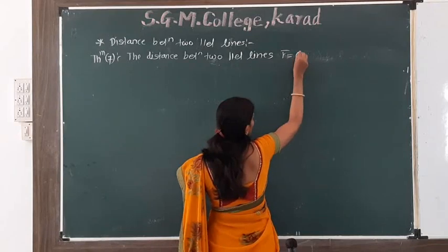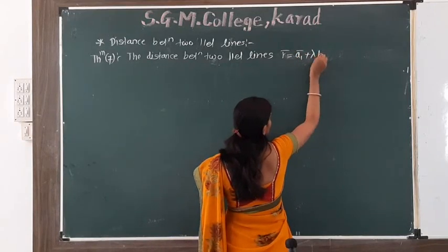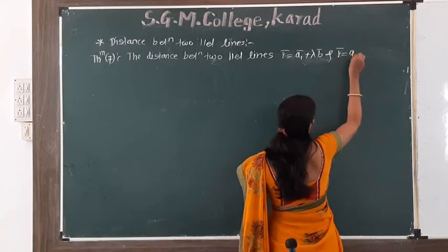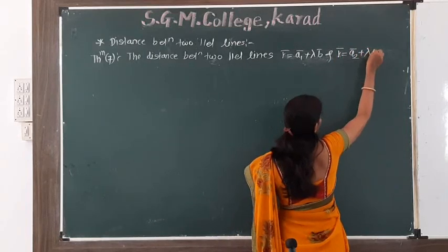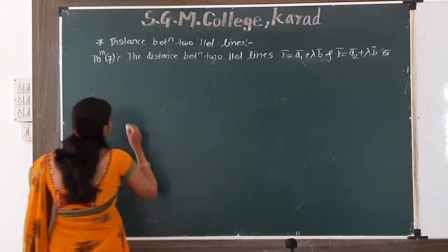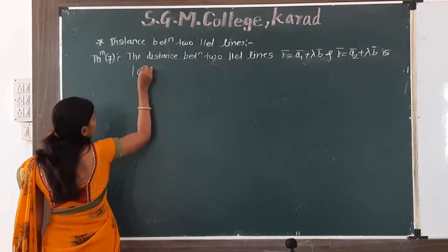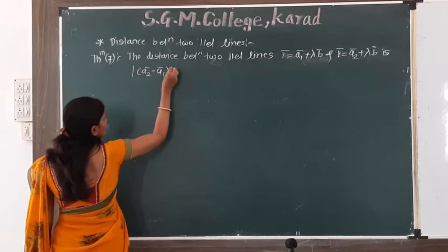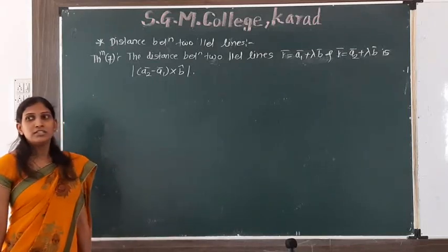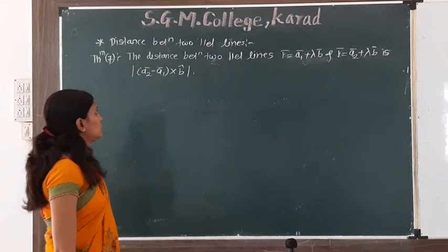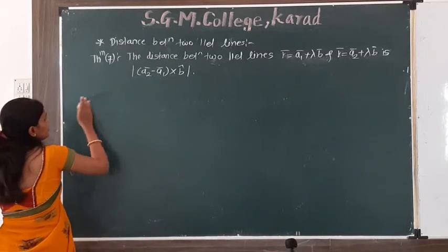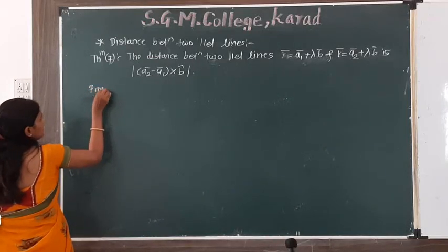R bar is equal to A1 bar plus lambda B bar, and R bar is equal to A2 bar plus lambda B bar, is the mod of (A2 bar minus A1 bar) cross product B cap. This is the distance between two parallel lines. We have to prove this. So, proof.